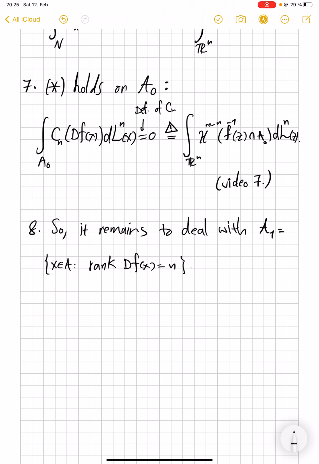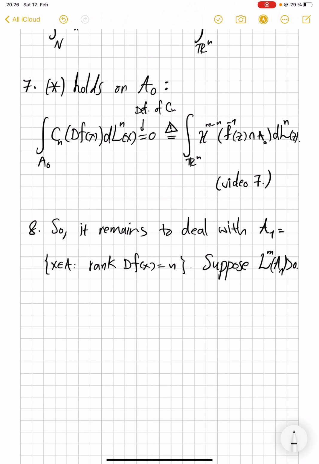So we will suppose that A1 has positive measure, because otherwise we're done. Okay, what was our tool to attack this set? What was the main theorem that we discussed? That was the so-called implicit function theorem for Lipschitz functions. In video 4, I went into the details of this.